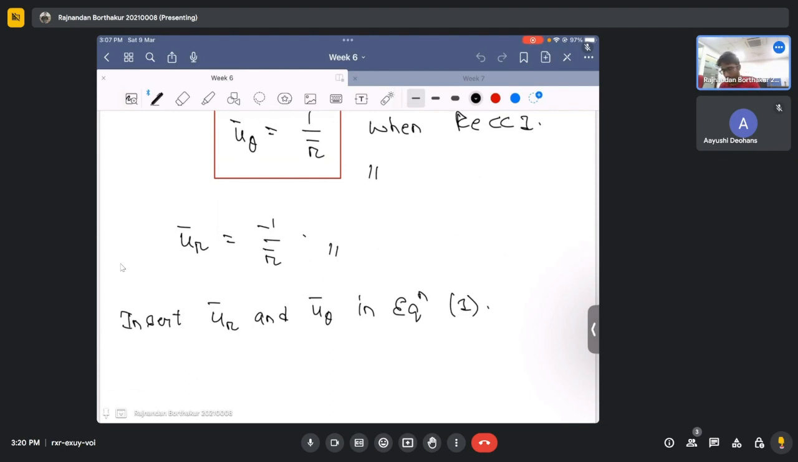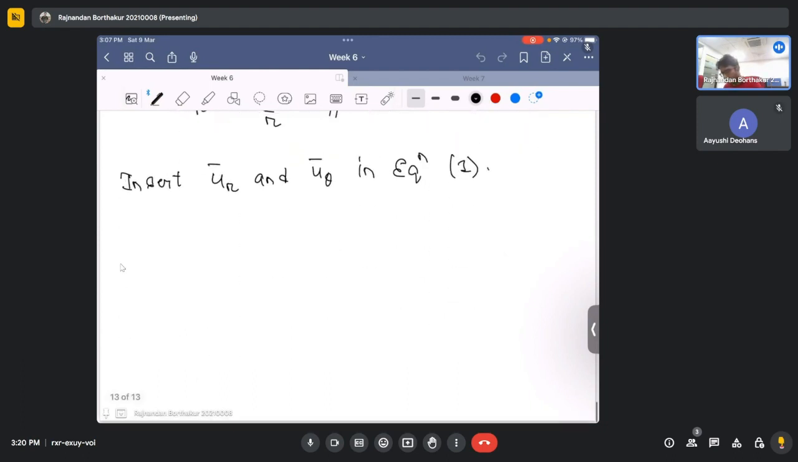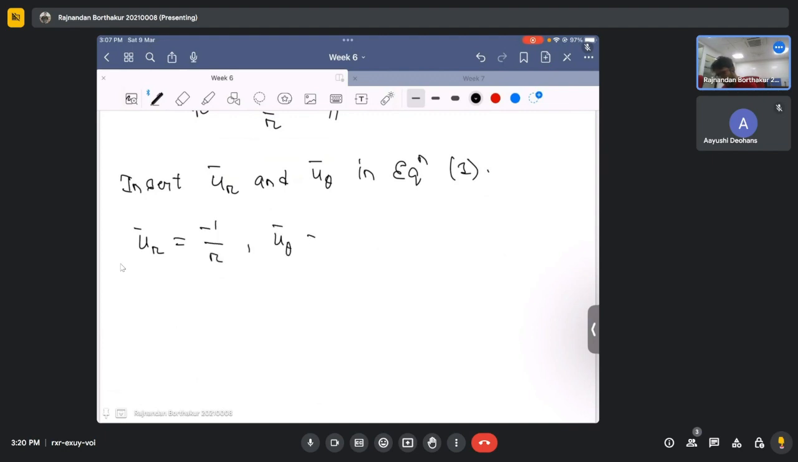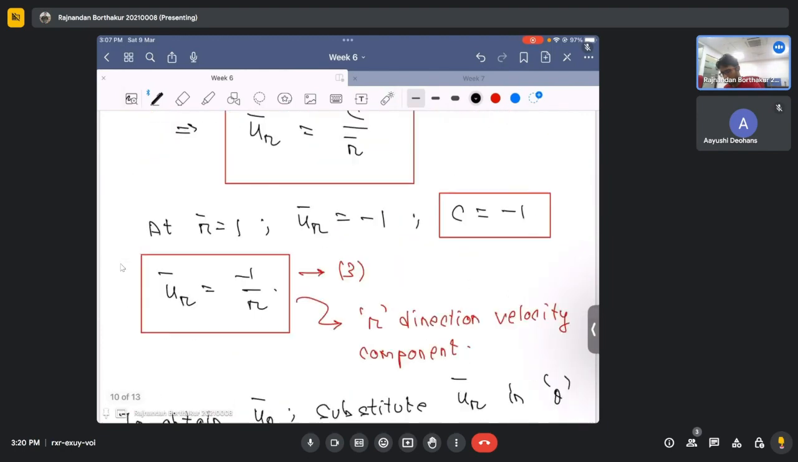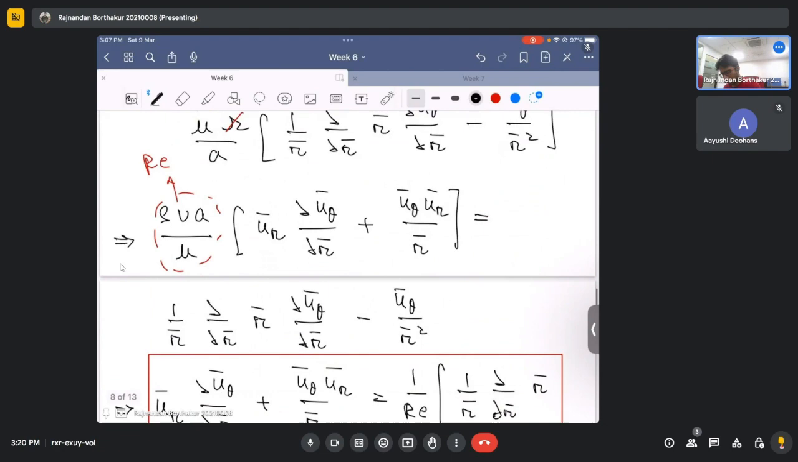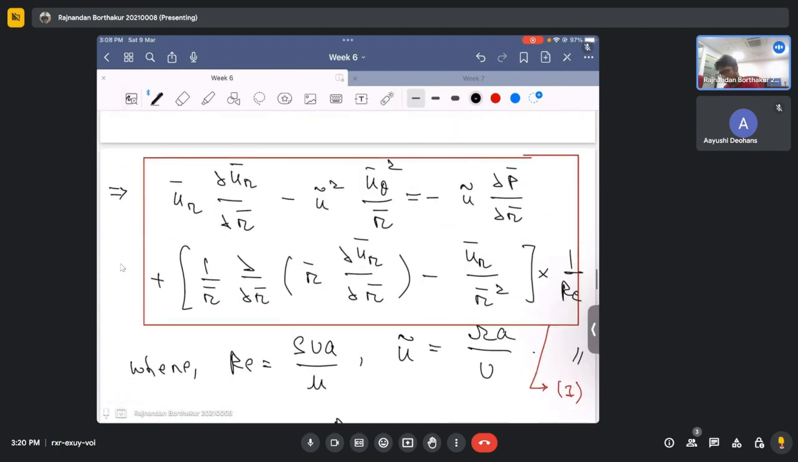All right. If you don't have any questions, we will begin by trying to solve the pressure field. So I'll just write it once again. We got u r bar, which is the non-dimensional radial velocity, as minus 1 by r, and we got u theta bar as 1 upon r. So we will substitute this in the r momentum equation. Let's see what the r momentum equation is. It's equation 1 to be precise. We will substitute the values of u r and u theta in this equation.